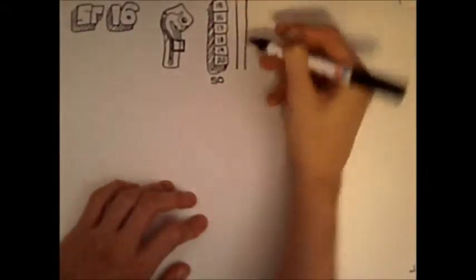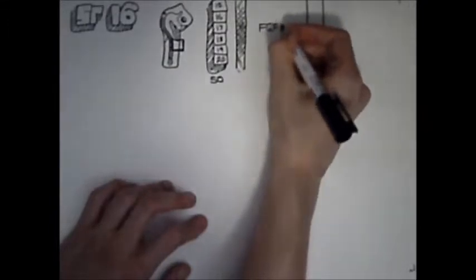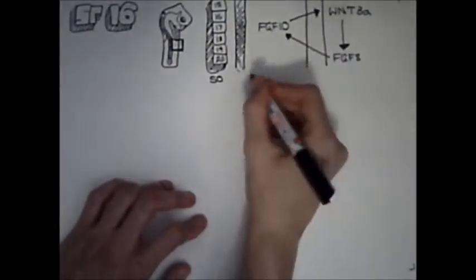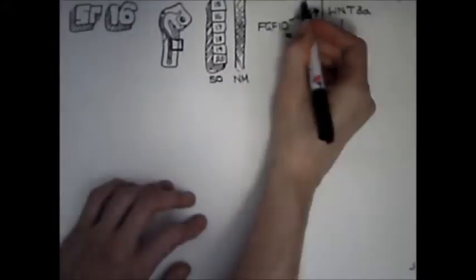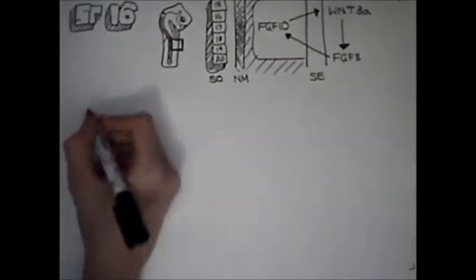FGF10 is gradually restricted to two regions along the lateral plate mesoderm, the prospective forelimb and hindlimb areas. FGF10 expression upregulates Wnt3a in the limb ectoderm, activating FGF8 in the ectoderm by intracellular mediators B-catenin and TCF. FGF8 signals back to the lateral plate mesoderm, maintaining FGF10 expression.